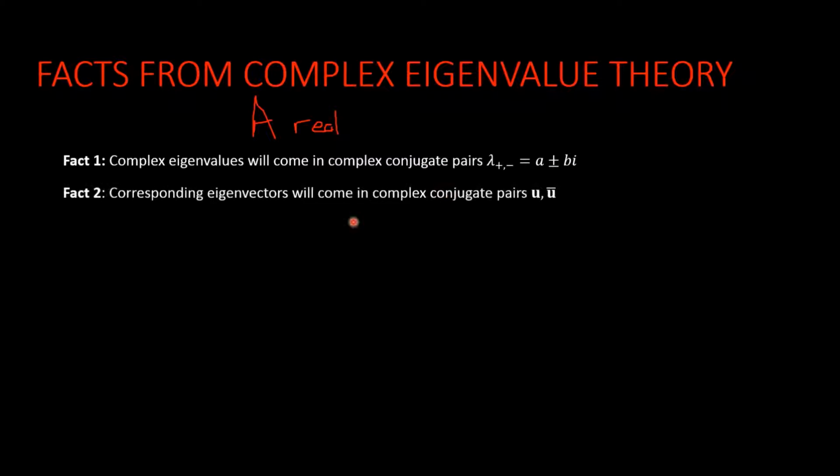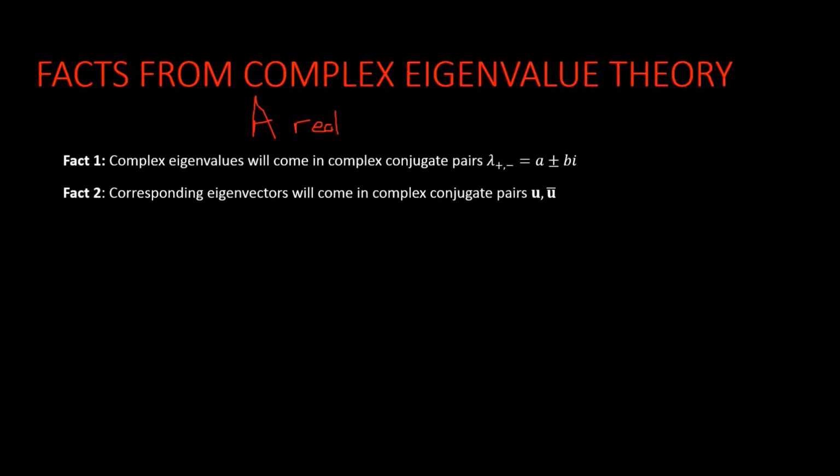The next fact is that the eigenvectors will also come in complex conjugate pairs. And by the way, the eigenvectors will have complex numbers for their coordinates. That's a thing. Complex vectors, not just complex numbers. But they will come in complex conjugate pairs. So if you find the eigenvector for one of these, the other eigenvector is just going to be the same vector, but where you take the complex conjugate of each component.